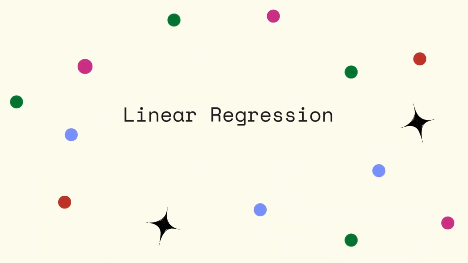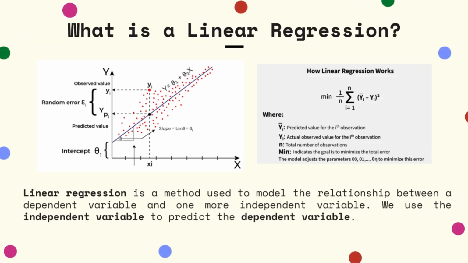What is a linear regression? Linear regression is a method used to model the relationship between a dependent variable and one or more independent variables.